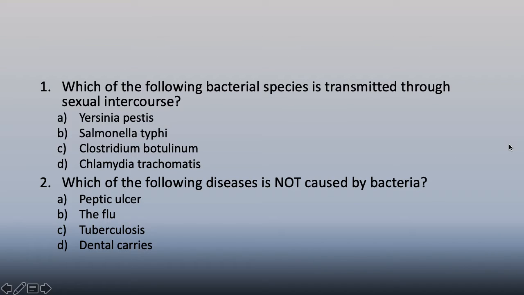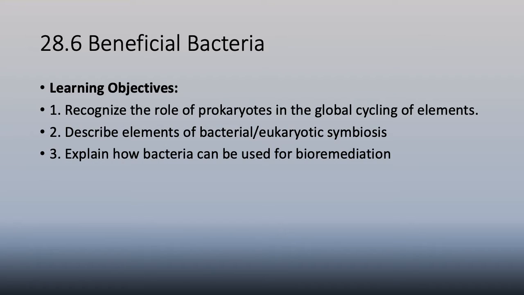All right, review. Which of the following bacteria species is transmitted through sexual intercourse? D, chlamydia. Which of the following diseases is not caused by bacteria? B, the flu.